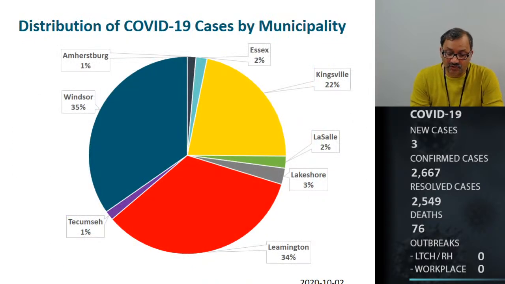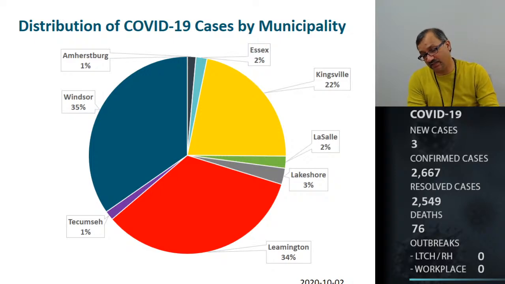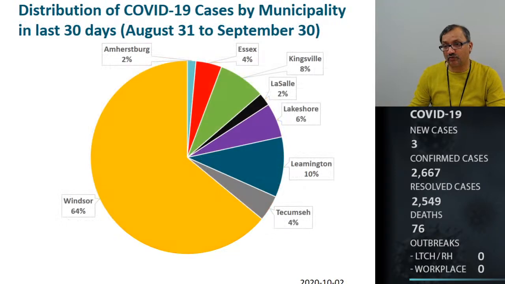Looking at the distribution of COVID-19 cases by each of the municipalities, no surprises there. Windsor, Kingsville, and Leamington constitute most of the cases, while the rest of the region are seeing minimal to few cases. Zooming in further, in the last 30 days, close to 2/3 of cases are coming from Windsor, while we are seeing an even distribution in the rest of the municipalities.